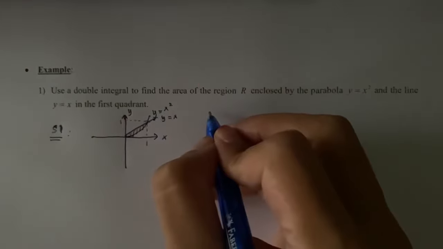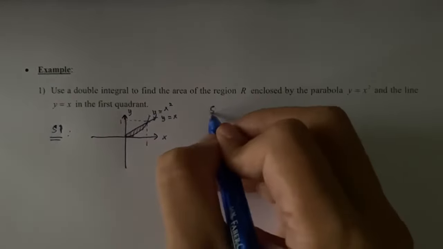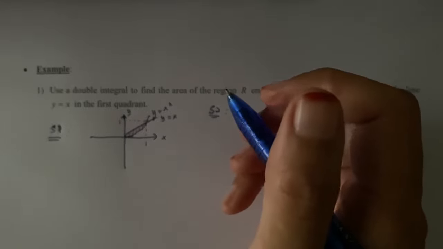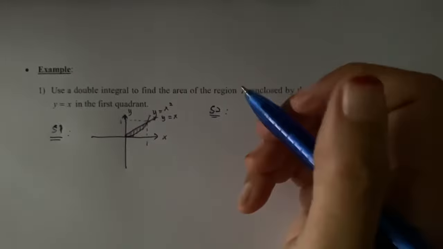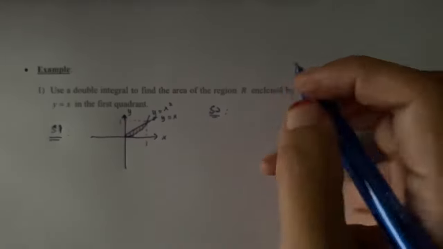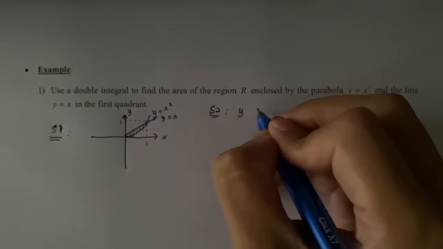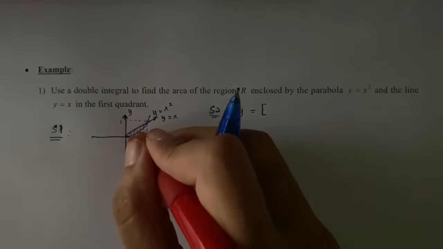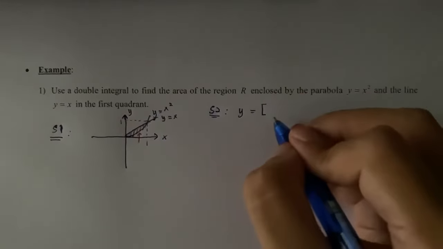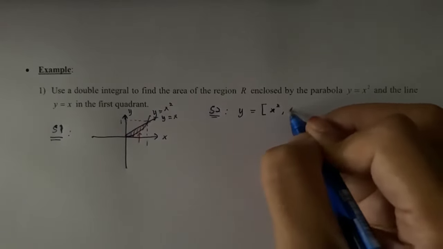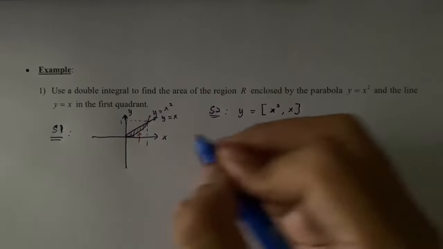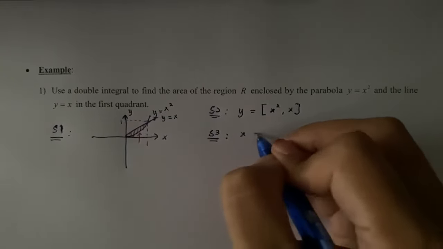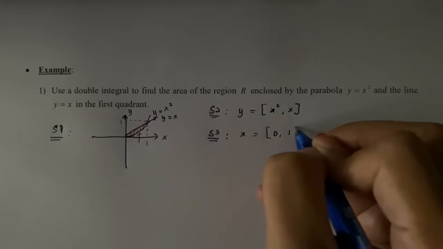So for the second step, you can solve using dx dy or dy dx, whatever you want to use. For this one, I want to find the y limit. So I enter from here, from x square, and leave at x. So this is my y limit. The third step is to find the x limit, and obviously my x limit is from 0 to 1.